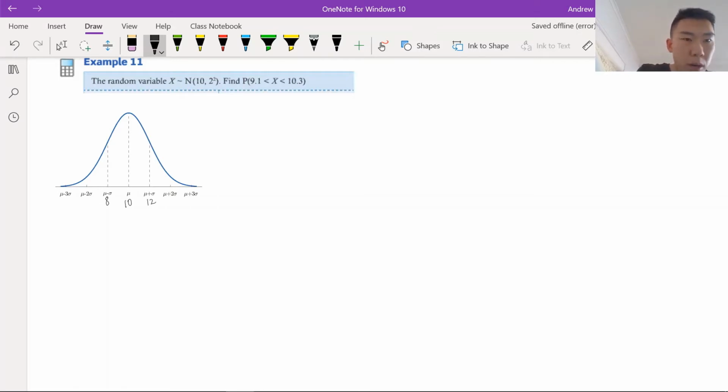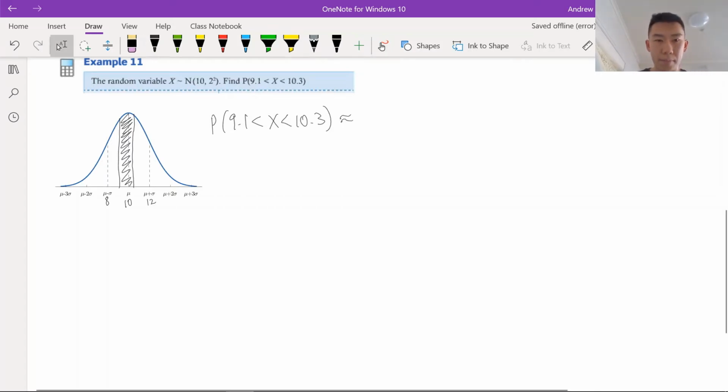So 9.1, just estimating, would be around here. 10.3 would be around here. So we want this area here. And again, we can just type this into our calculator. We can standardize this one and use the z-scores instead, but we don't have to. We get the same answer either way.